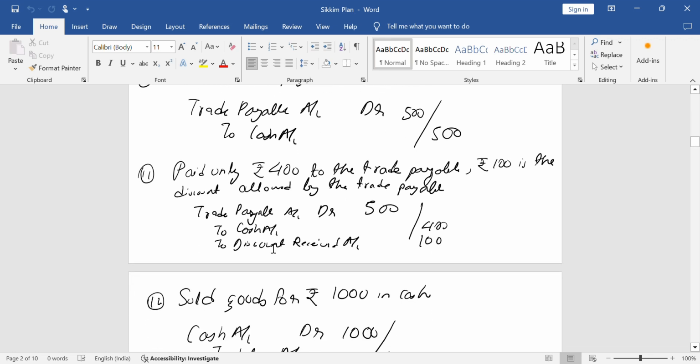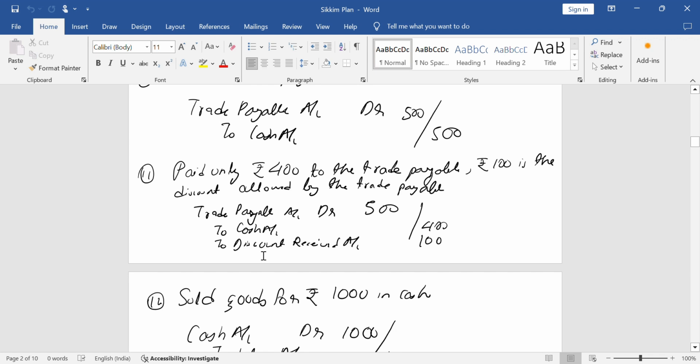11th transaction, paid only rupees 400 to the trade payable, 100 is the discount allowed by the trade payable. So in this case the trade payable is a good man and he allowed you to pay just 400 rupees and said keep the 100 rupees with you, I don't need it, I'm giving you discount. So in this case you need to pass this transaction. Trade payable account debit, as we are reducing the liability here by paying off the liability. So trade payable account debit to cash account. Cash is going out, decreasing, so credited.